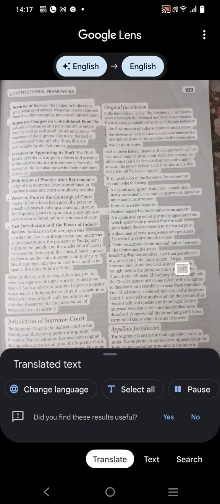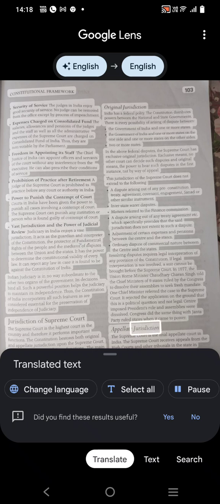In 1977, the Union Home Minister Chaudhry Charan Singh told the chief ministers of nine states ruled by the Congress to dissolve their assemblies to seek a fresh mandate. One chief minister referred the case to the Supreme Court. It rejected the application on the ground that this is a political question and not a legal one. The Centre imposed President's Rule and the assemblies were dissolved. Congress did the same thing with Janata Party-ruled states when it came to power.